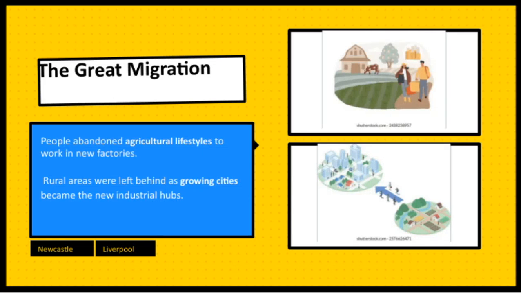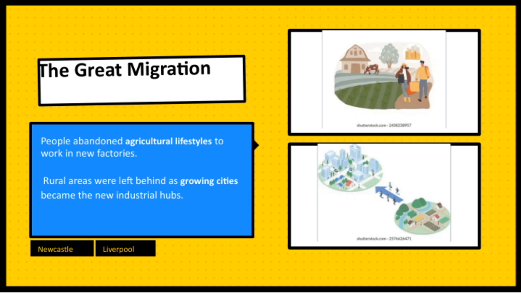Let's take a closer look at how the Industrial Revolution impacted different regions. In cities like Liverpool and Newcastle, we see a significant shift. Many people abandoned their traditional agricultural lifestyles to seek work in the new factories. This change was driven by the promise of better employment opportunities and the growth of industrial centers. As a result, rural areas were left behind, with fewer residents, while cities expanded rapidly.